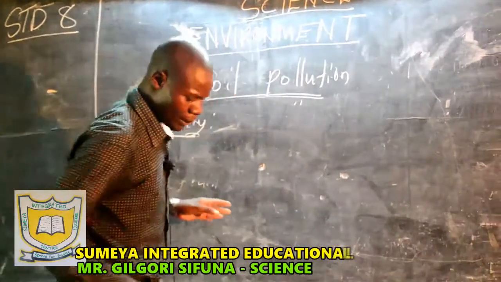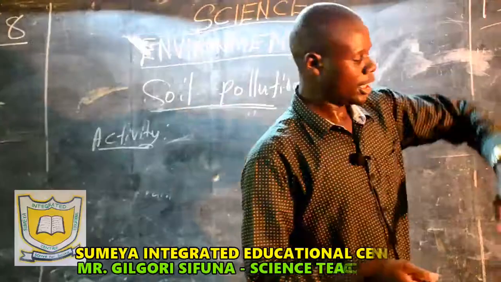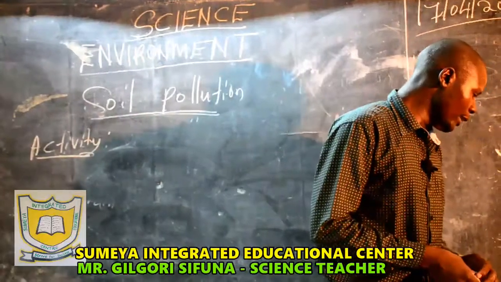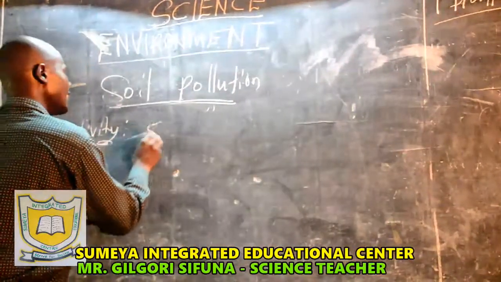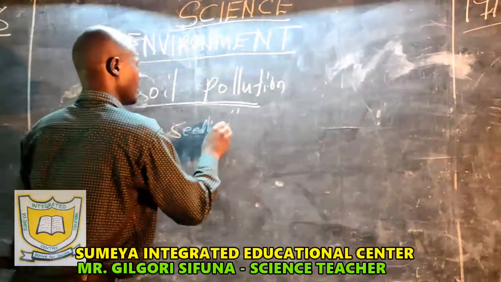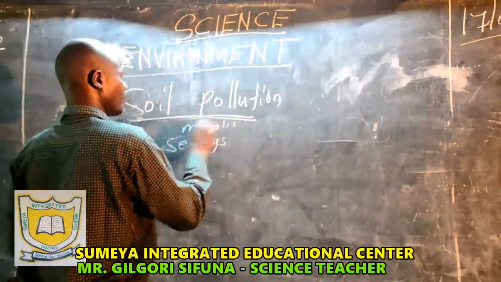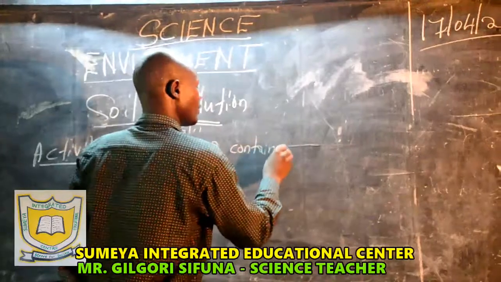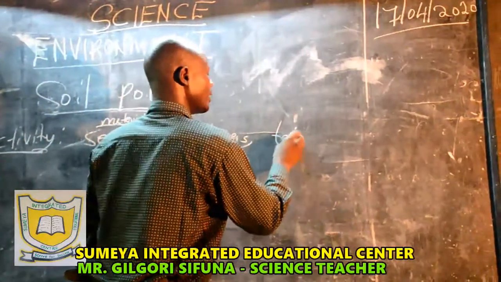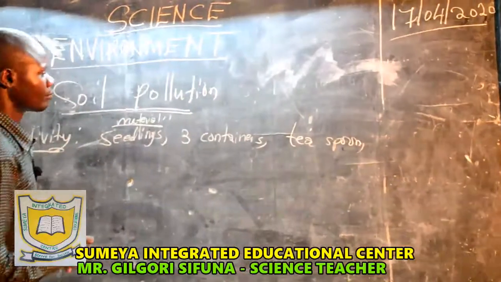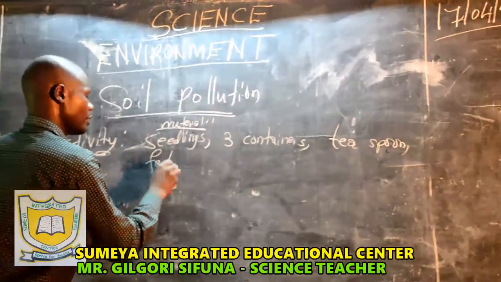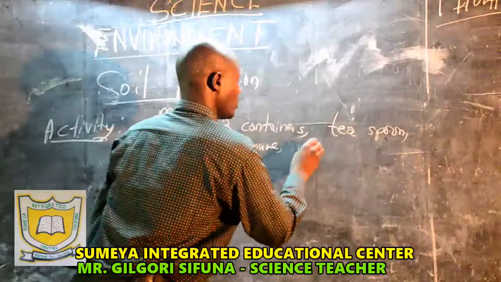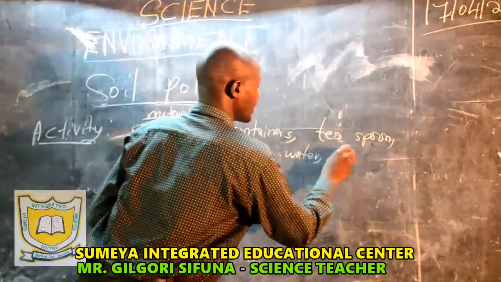For you to carry out an experiment and see yourself that polluted soil is affecting a certain plant, we will need the following materials: seedlings, 3 containers, a teaspoon, fertilizer, manure, water, and a watering gun.